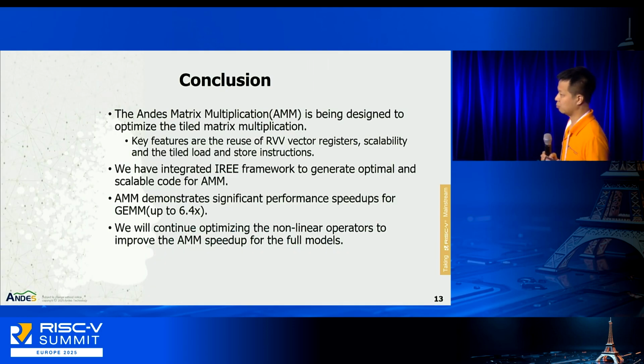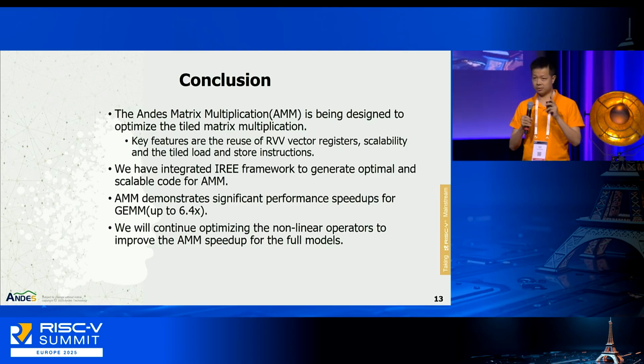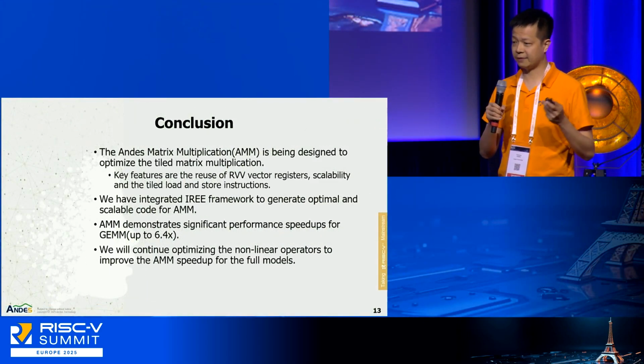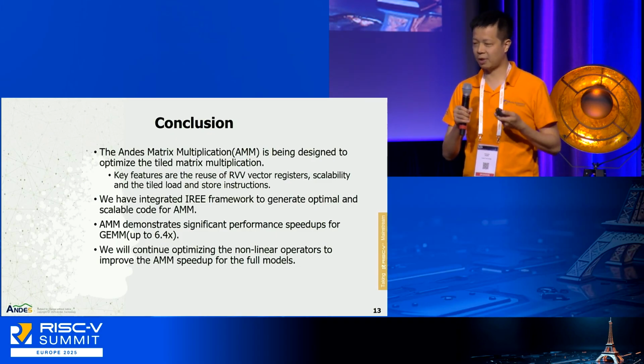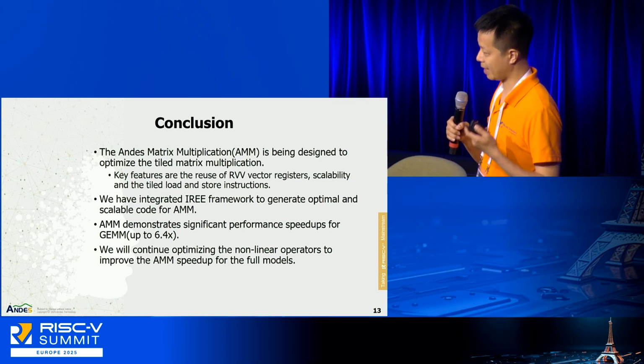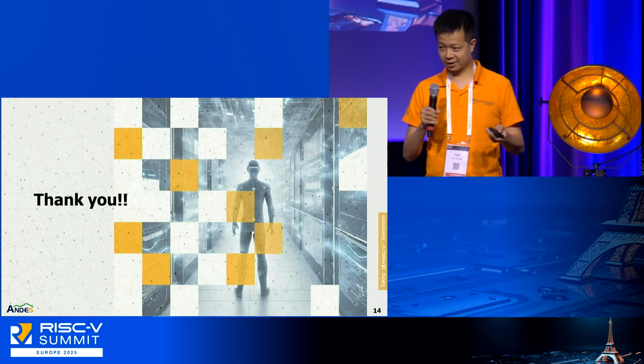So, conclusion. We have seen how AMM is being designed to optimize tiled matrix multiplication. Moreover, we have integrated the AMM code generation with IREE to optimize AI models without requiring any programming or optimization efforts. Finally, AMM shows significant speed-up for GEMM operation. As for the full model, we will continue optimizing the nonlinear operations to make the speed-up of AMM more apparent. That's all I have for today.